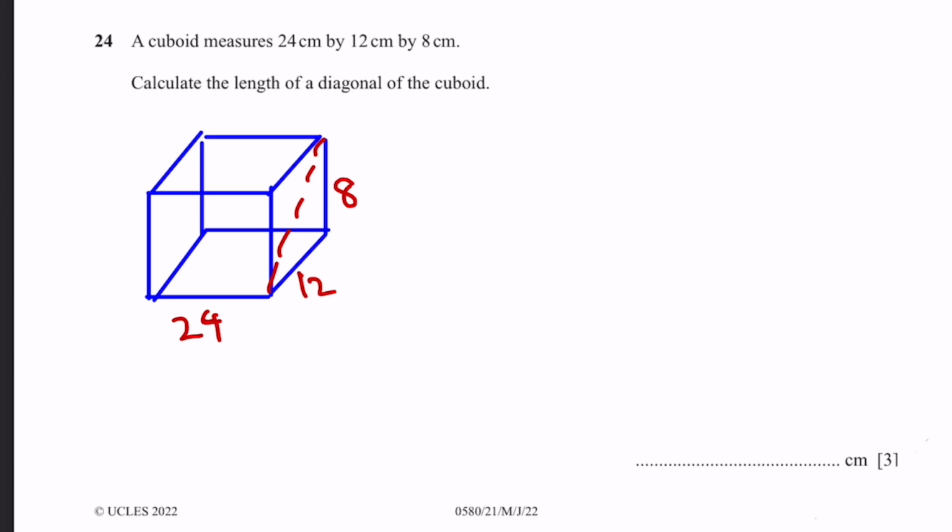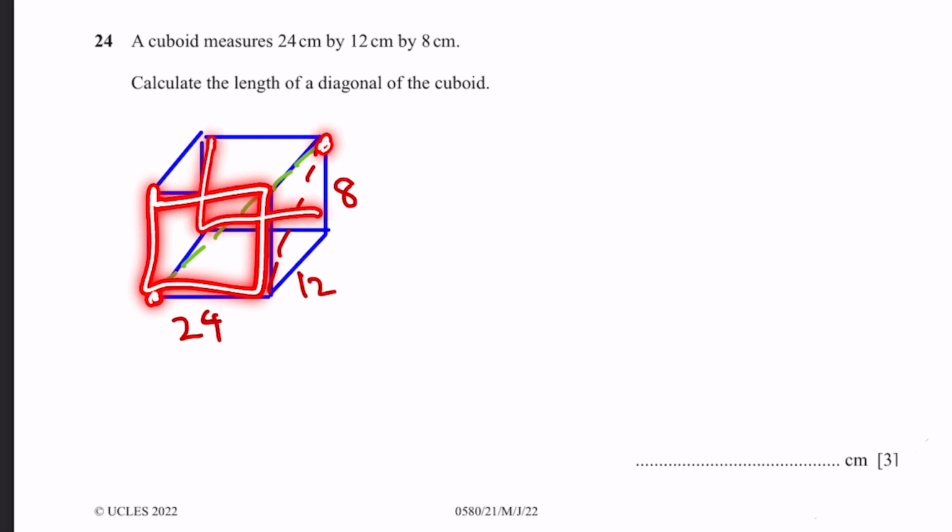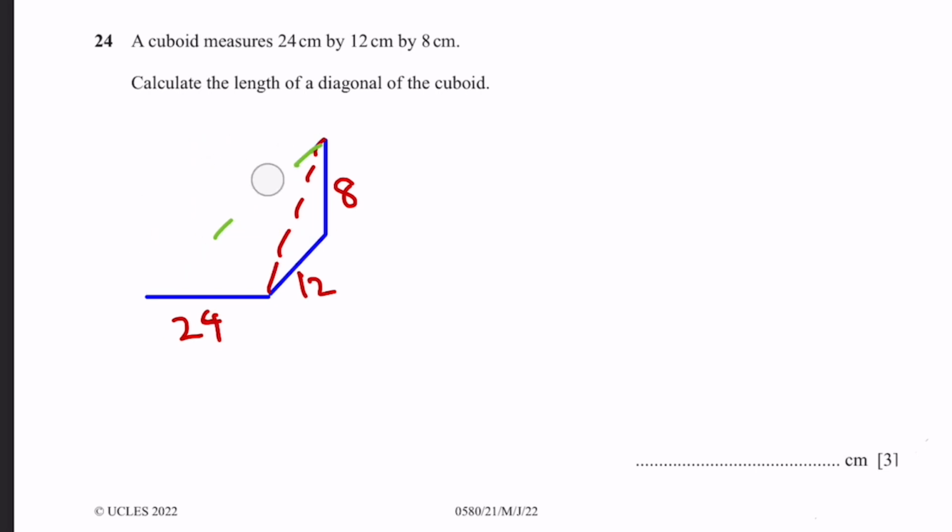And now we can get the answer for this diagonal. Now we can use this found length of the diagonal here and the length of 24 centimeters there to find the longest length of the diagonal in the cuboid, which is from the bottom left corner of the front face to the top right corner of the back face. And once we find that, that is the answer. I'll erase this and I'll show you the working.